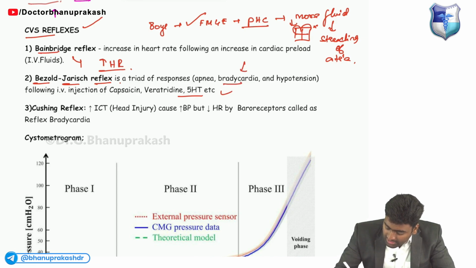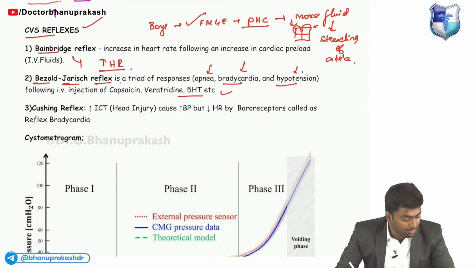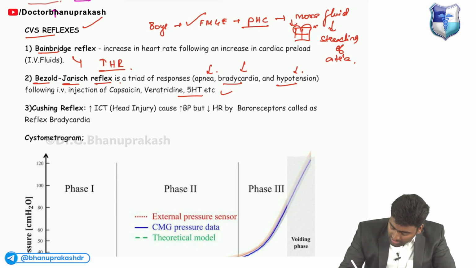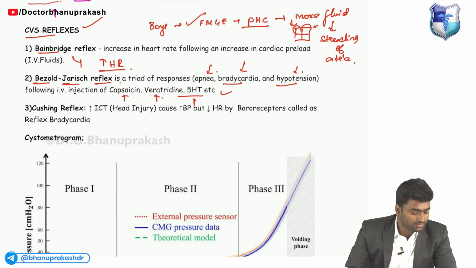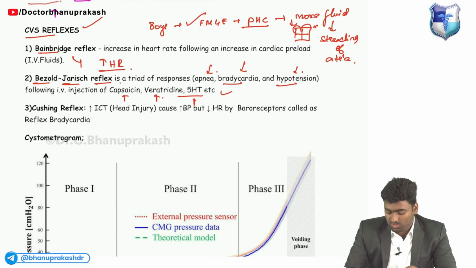There will be bradycardia, hypotension, and along with this, apnea. So the Bezold-Jarisch reflex occurs if there are any toxins, like serotonin, capsaicin, and veratridine. So this is the Bezold-Jarisch reflex.